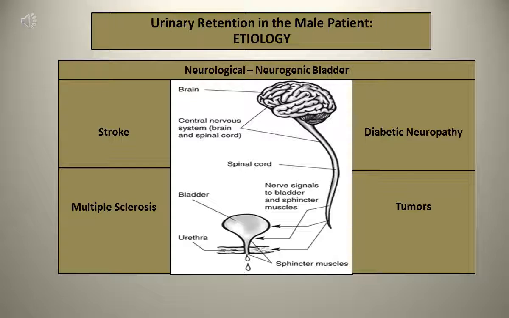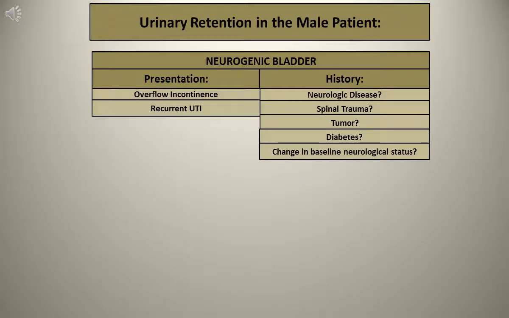Disc herniation, spinal traumas, and cord compression from benign or malignant tumors may cause urinary retention through interruption of spinal pathways in our nervous system. If neurogenic bladder is suspected, patients can present with overflow incontinence or a recurrent UTI. A history of neurological disease, spinal trauma, or tumor, diabetes, and any change in baseline neurological status should be carefully noted.